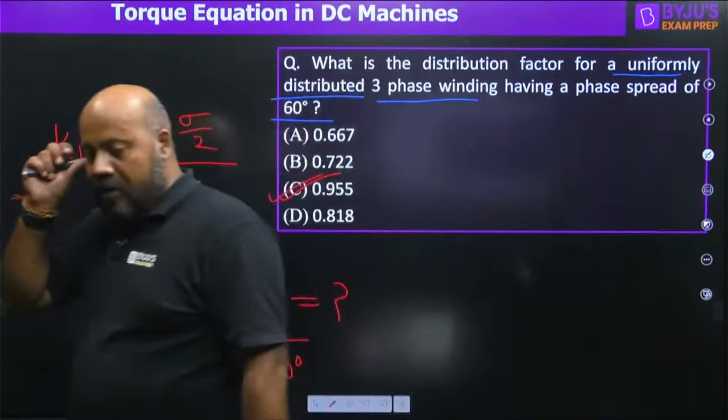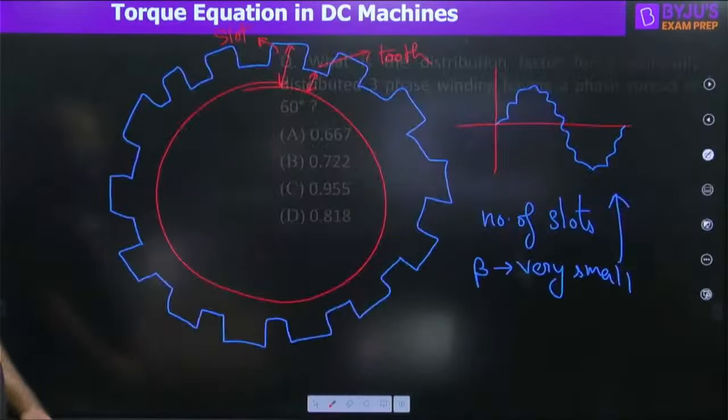Are you able to follow this? Tell me yes or no. See the next question.